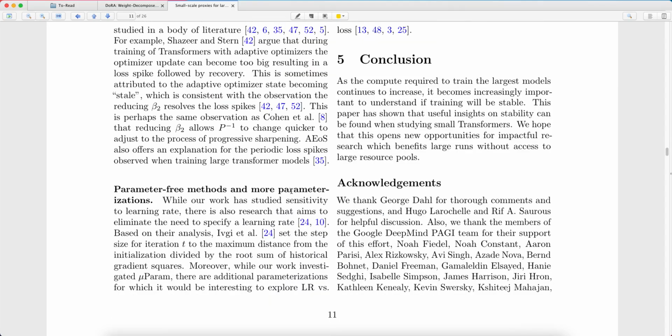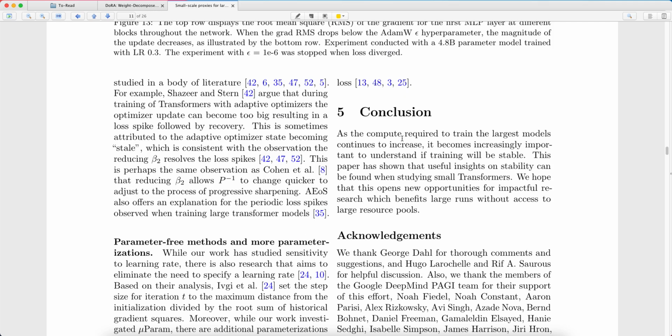Okay, what do we have here? While our work investigated mu-param, there are additional parameterizations which it would be interesting to explore. Okay. As the compute required to train the largest models continues to increase, it becomes increasingly important to understand if training will be stable. This paper has shown that useful insights on stability can be found when studying small transformers. We hope that this opens new opportunities for impactful research, which benefits large runs without access to large resource pools.